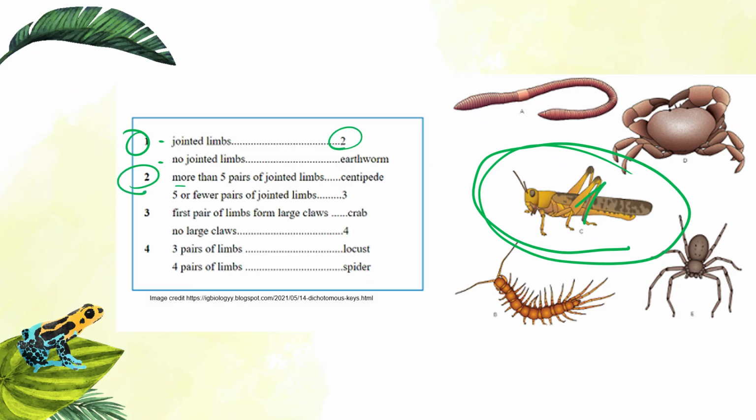Number 2, are there more than 5 pairs of jointed limbs? I see 1, 2, 3. No, not more than 5. There are 5 or fewer. We're going to go to number 3. Number 3, is the first pair large claws? No, not large claws. We're going to go to number 4. Number 4, do we have 3 or 4 pairs of limbs? 1 pair, 2 pair, 3 pair. We have a locust.